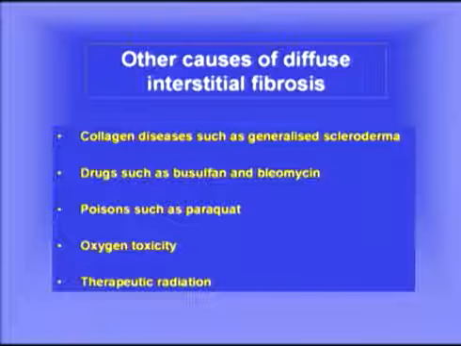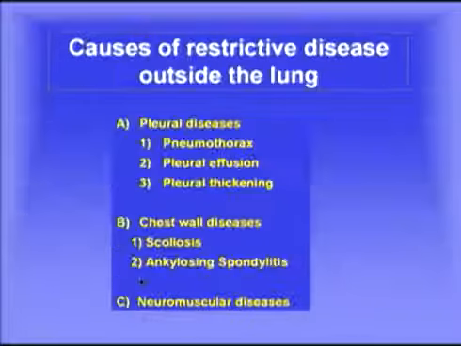mentioning it here. And there are other causes of diffuse interstitial fibrosis as well. There are collagen diseases such as generalized scleroderma. Drugs can cause it: busulfan and bleomycin, which is a drug that's used in some types of cancer, can do it. Paraquat is an important cause. Paraquat is a weed killer which is extensively used, and it causes a lethal form of interstitial fibrosis, very dangerous. Oxygen toxicity can cause fibrosis, as can therapeutic radiation.